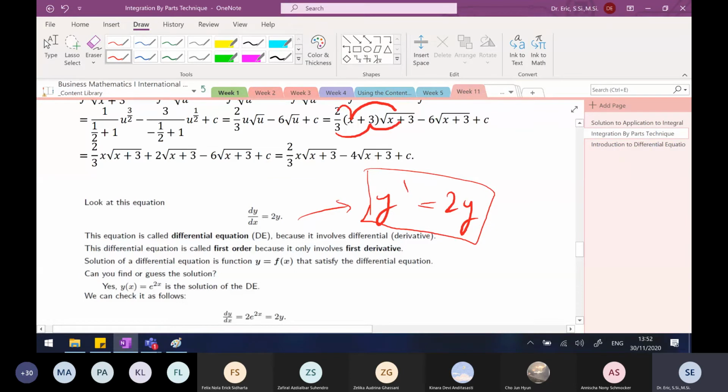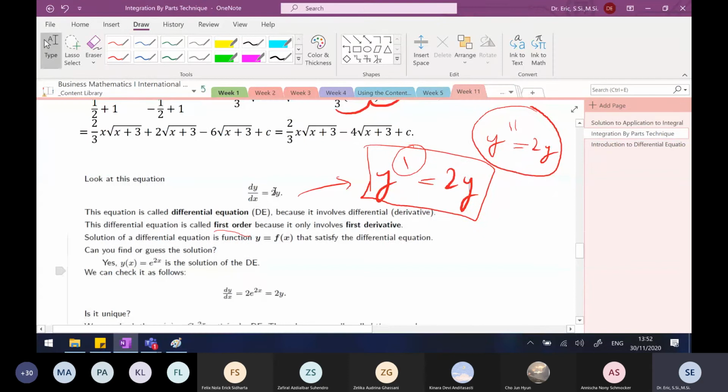If you just have one derivative, the first derivative, this is what we usually call first order. So if you have this, y double prime equals y, what is y double prime? This is the second derivative of y. So this is what we usually call a second order differential equation. What is a differential equation? An equation that involves derivatives.